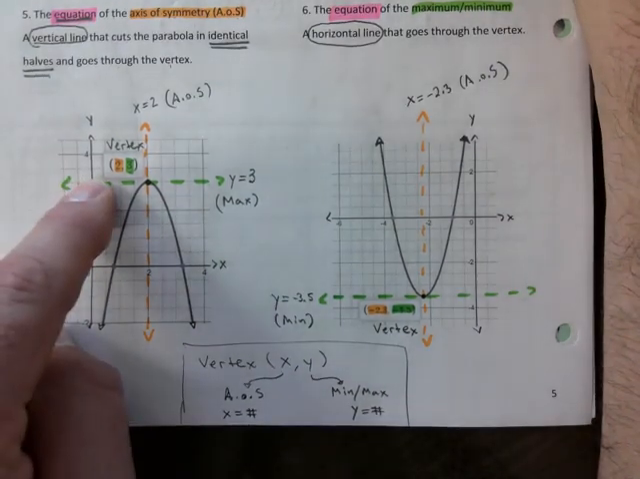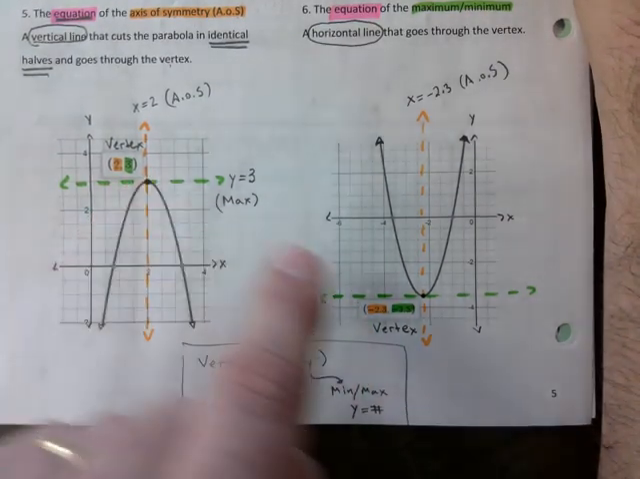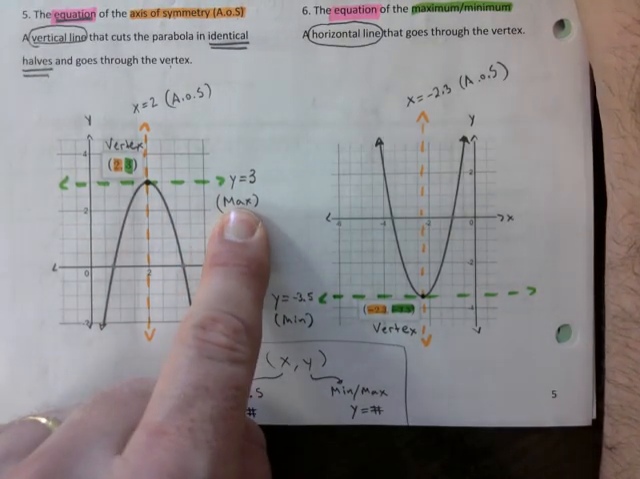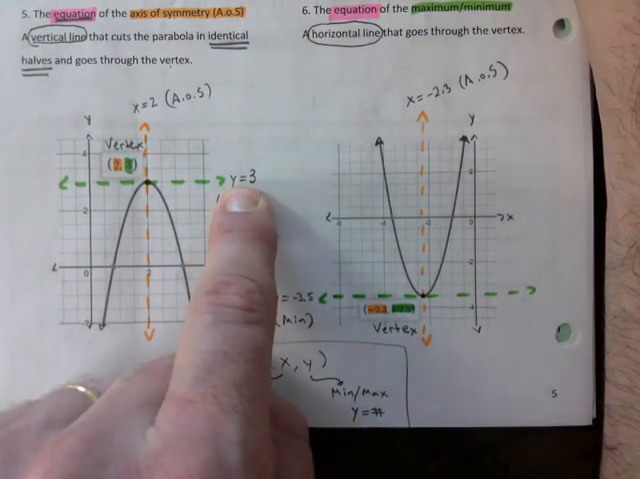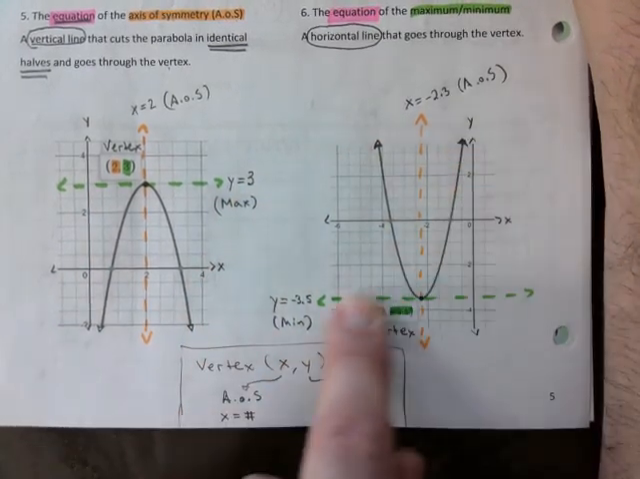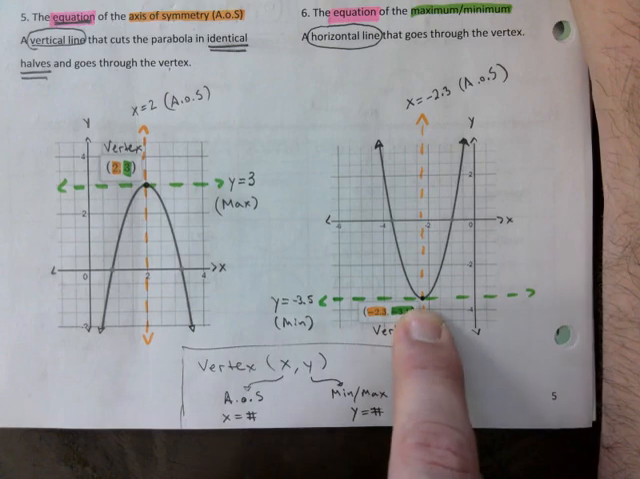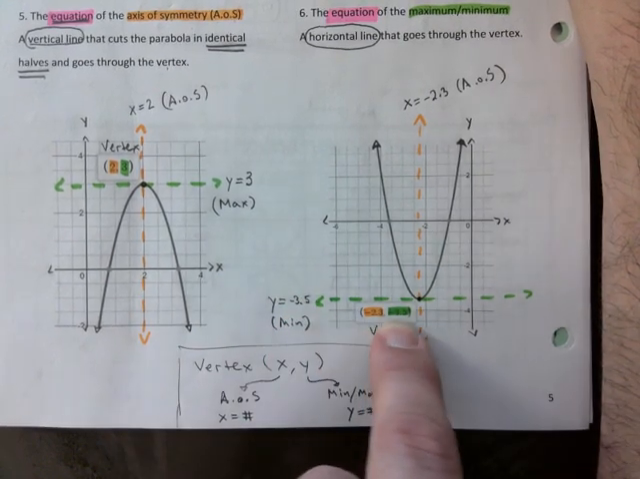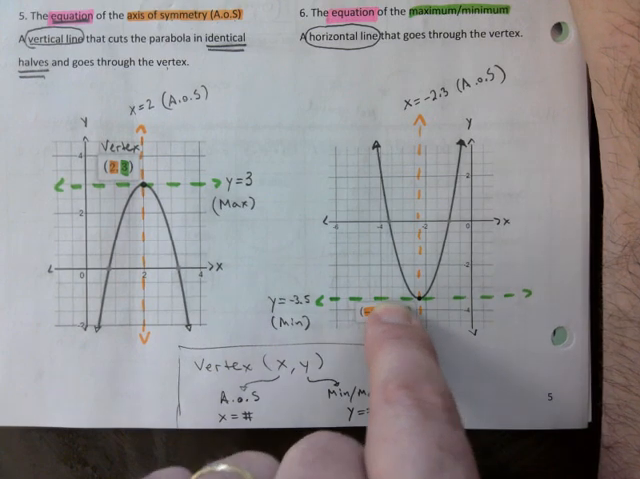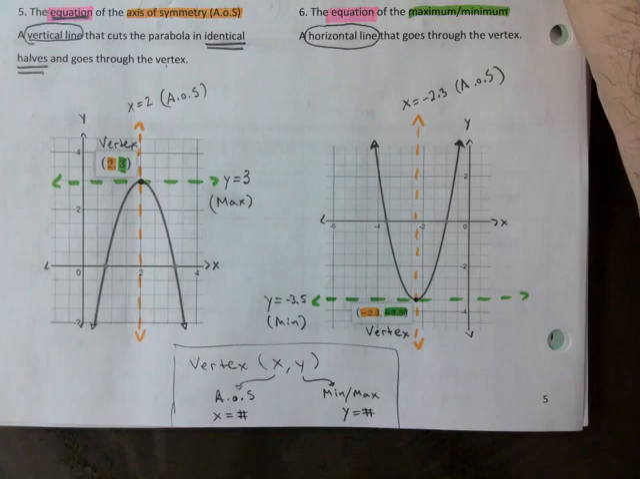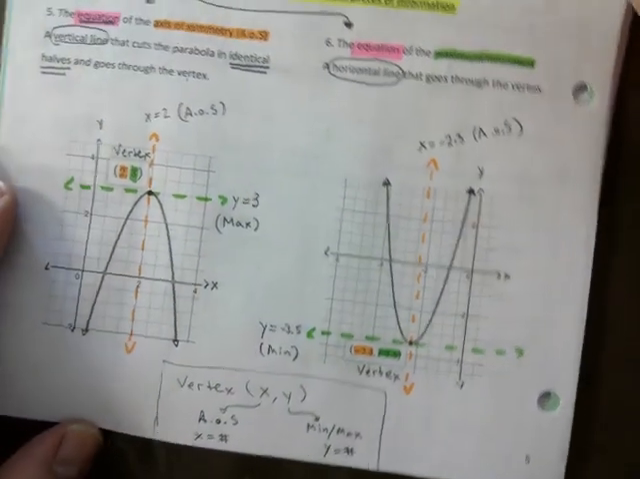And the min or the max, it depends on which way it's pointing. If it's pointing down, then there's a max. So the equation of the max is y equals 3, right? If it's pointing up, there is a min, right? So this equation would be y equals -3.5 in this case. Why? Because the y value of the vertex is -3.5. Both of them cut through the vertex, okay? Let's keep going.